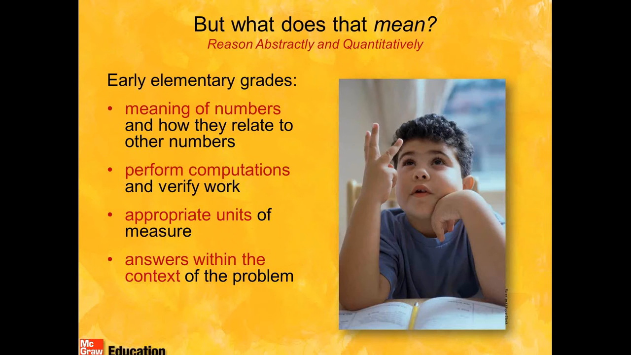And lastly, the quantitative reasoning includes creating some representations of the problem. They need to consider the units involved, attend to the meaning of the quantities, and use different properties of operations and objects. Well, what does that mean for students? Certainly in the early elementary grades, this is somewhat understood as what students should understand as the meaning of number and how they relate to other numbers in the problem context. In other words, to establish meaning for the numbers.